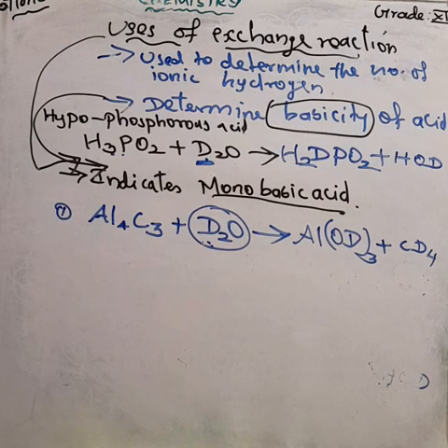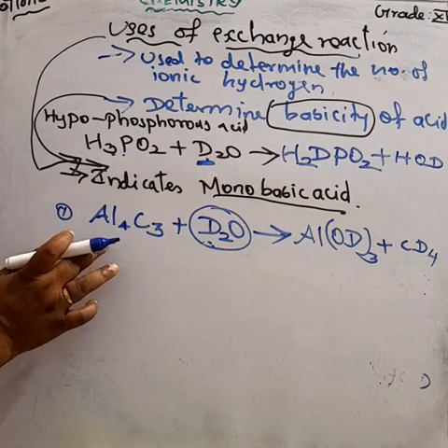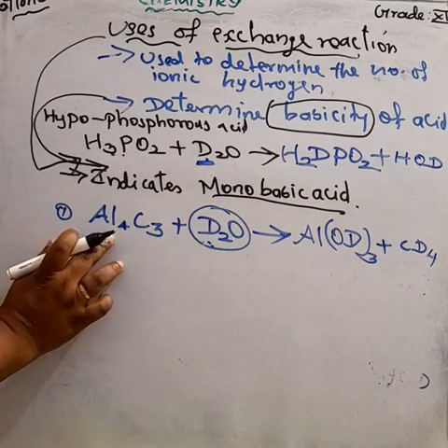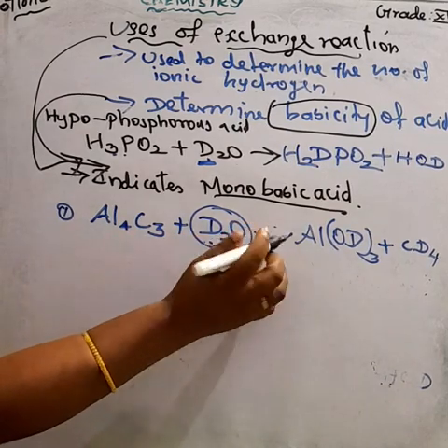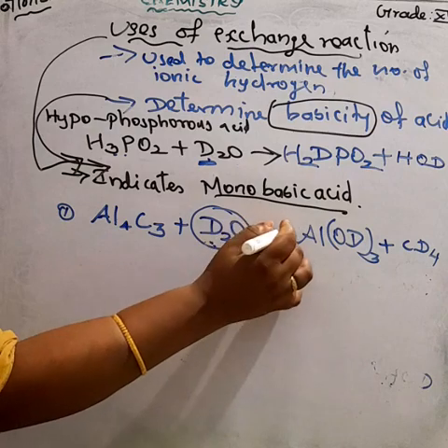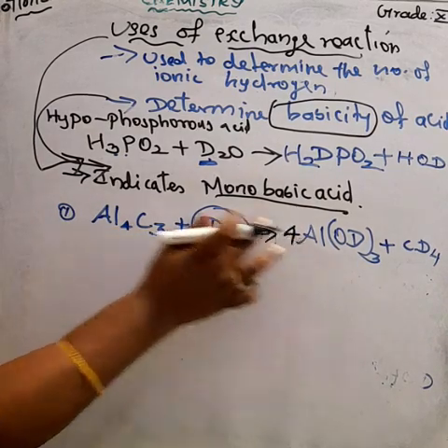And then we have to balance the equation here. How much aluminum do we have here? Totally 4 aluminum. So we have to make it 4 here, because there are 4 aluminum.